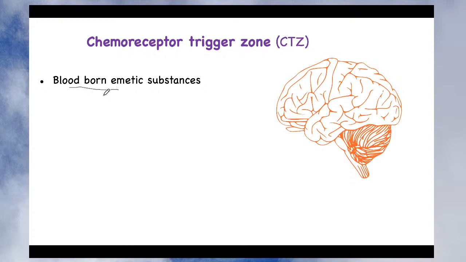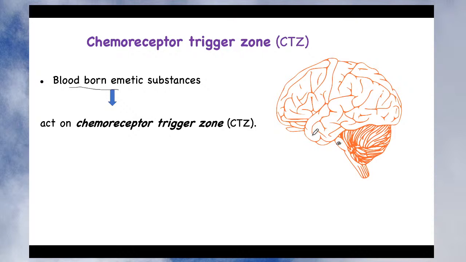So these blood-borne emetic substances act on the chemoreceptor triggering zone. It is a special zone present in your brain. Suppose somewhere here your vomiting center is present, which I have already mentioned in our earlier figure, then somewhere here is your chemoreceptor triggering zone. So this is your CTZ, or the chemoreceptor triggering zone.